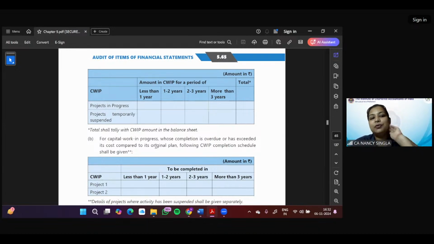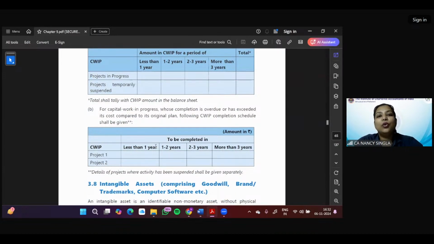The next point is with respect to the capital work in progress whose completion is either overdue or the amount has been exceeded, the actual cost compared to the original plan has exceeded. In that case, the company is required to give a disclosure by itself that the CWIP, the completion of which is overdue or where the amount has been exceeded, will be completed in less than 1 year, 1 to 2 years, 2 to 3 years, or more than 3 years. Is it clear?